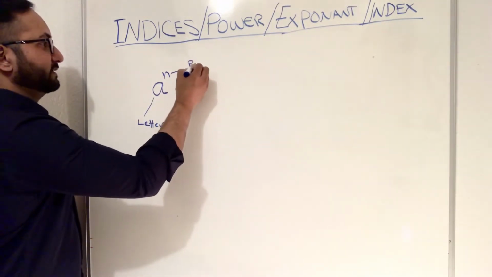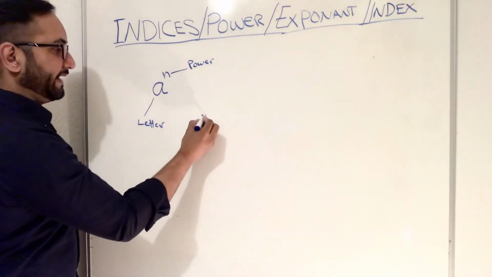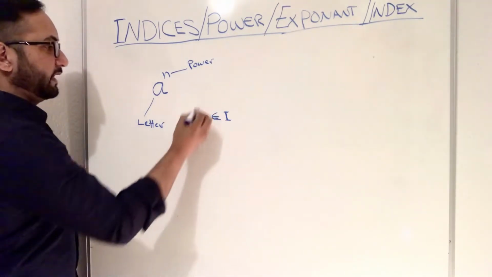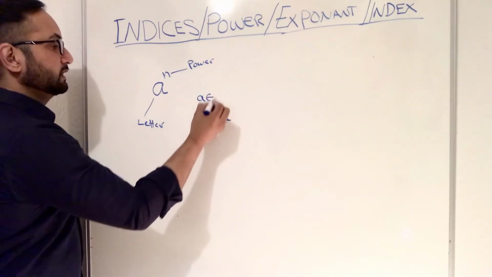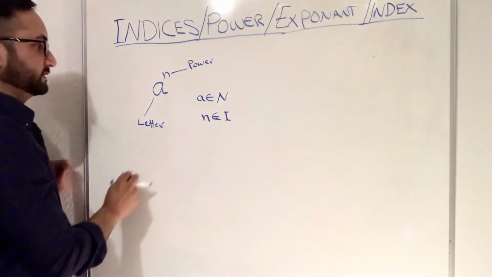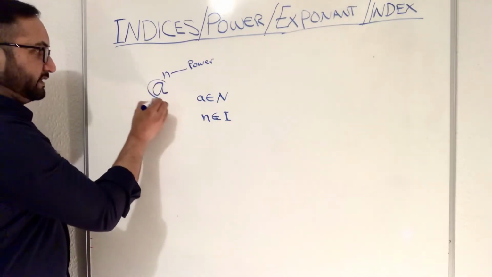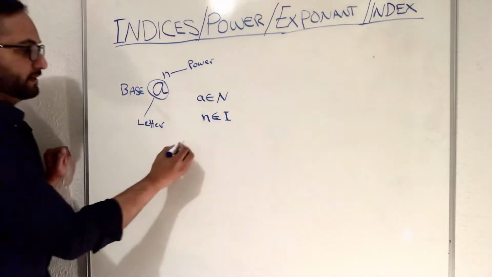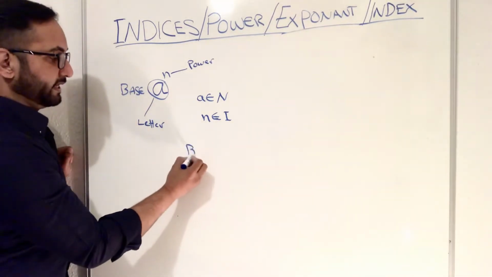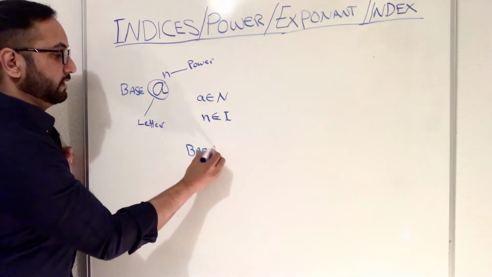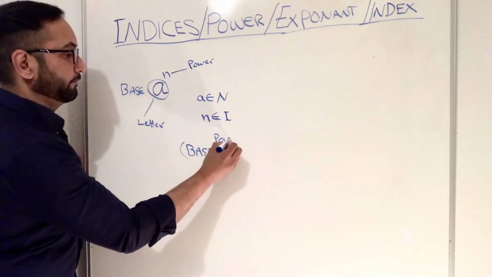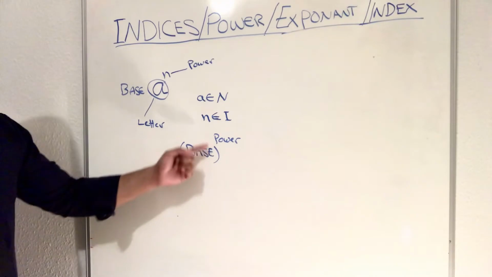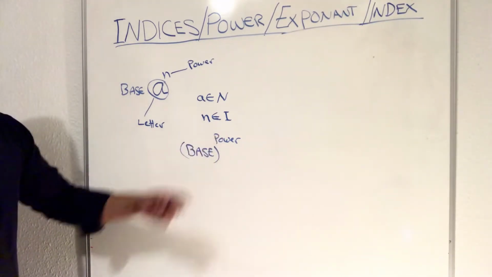We can say that that thing is a power. And then n belongs to the set of integers and a belongs to the set of natural numbers, and this part is called a base. So we can say that that thing is called base with the power. Now the base could be anything belonging to natural numbers, and n belongs to integers, could be any power.